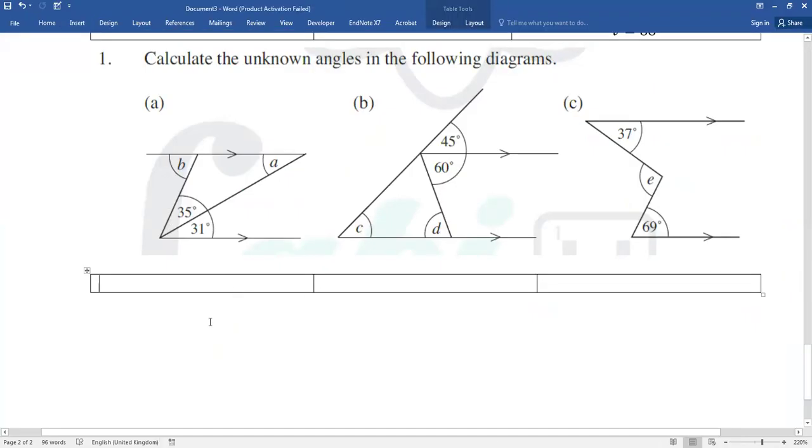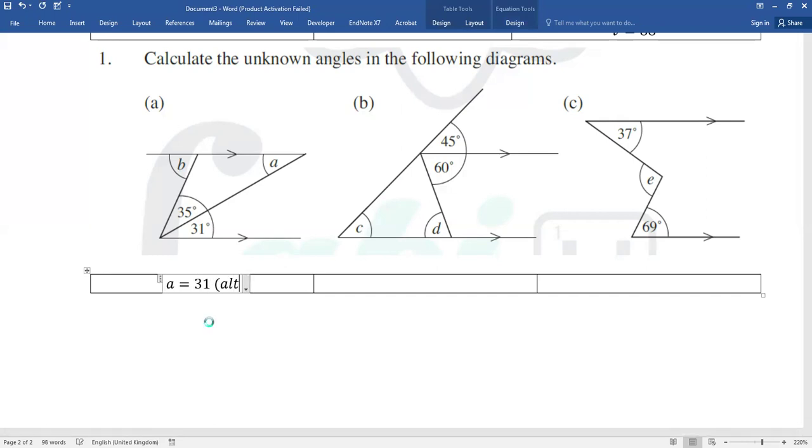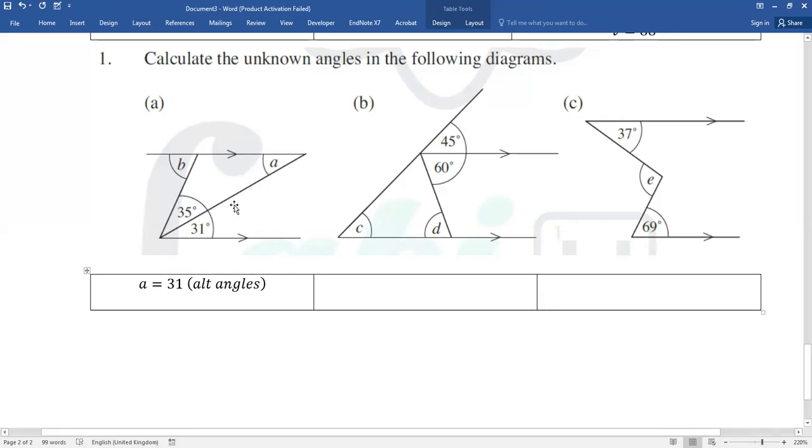So how do I calculate A? Sir, A would be 31 degrees. Very good. And the reason is alternate angles. Please make a habit of writing down the reason, because then you're familiar with it. And when the question asks us to do so, we are already there. We do not need to memorize it or rote learn it, because we have used it so often. So A is 31, alternate angles.